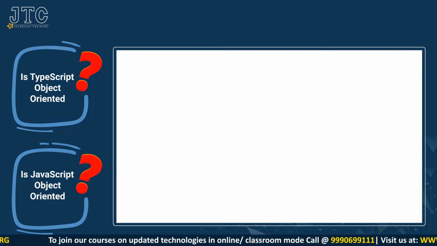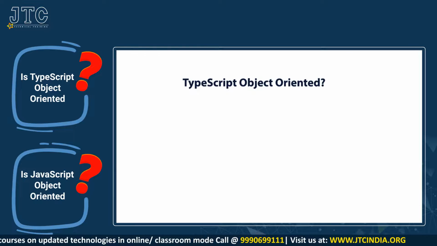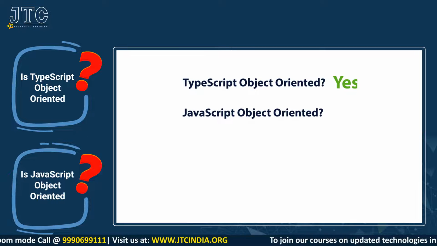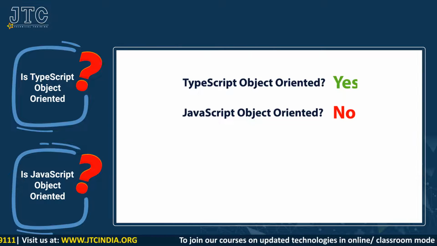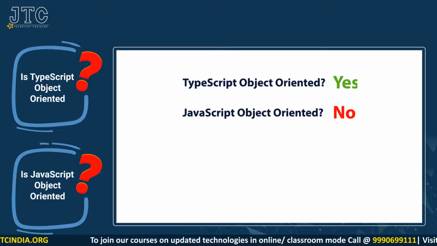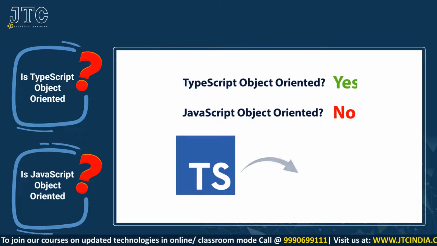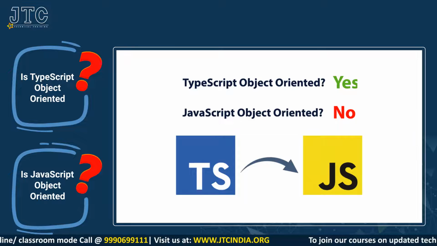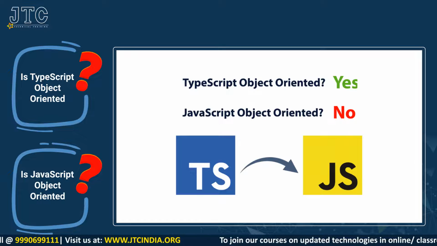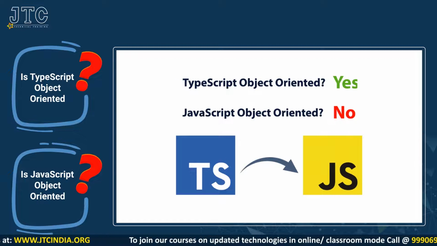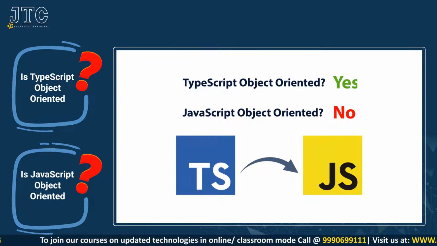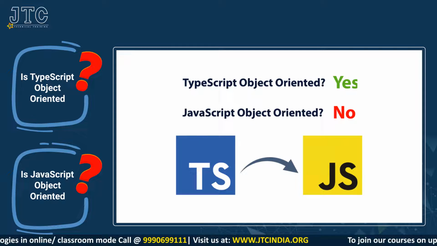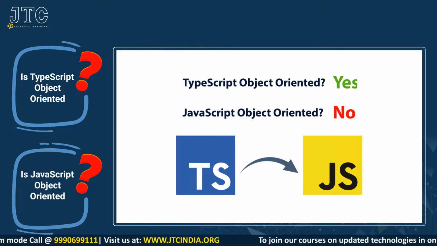They'll ask, is TypeScript object oriented? You'll say yes. Then they'll say, is JavaScript object oriented? You'll say no, JavaScript isn't object oriented. Then they'll say, okay, TypeScript is a wrapper of JavaScript, so how come TypeScript is object oriented and JavaScript is not? You can say TypeScript is a wrapper over JavaScript, and it introduces those object oriented concepts. So that is a feature specific to TypeScript and not JavaScript.